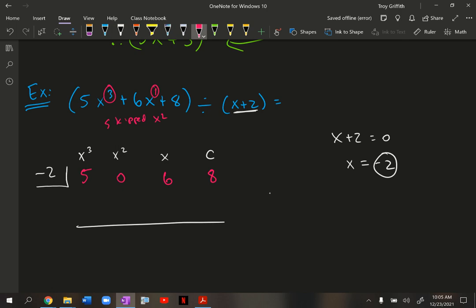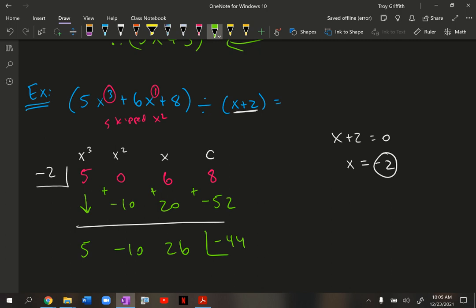So I'm going to start by, let's do this in green, bring our 5 down. Okay, 5 times negative 2 is negative 10. We're going to add in the middle here. 0 plus negative 10 is negative 10. Negative 10 times negative 2 in the box is 20. 6 plus 20 is 26. 26 times negative 2 is negative 52. And then when I'm done here, 8 plus negative 52, or 8 minus 52, is negative 44.